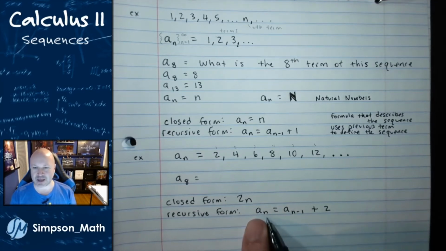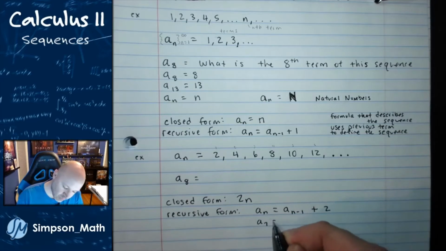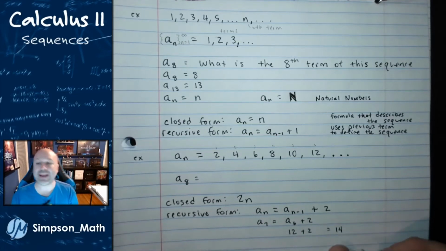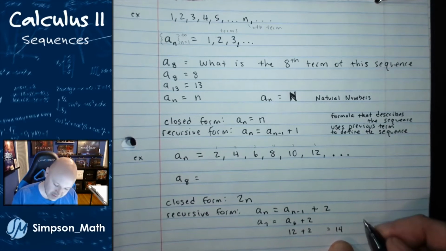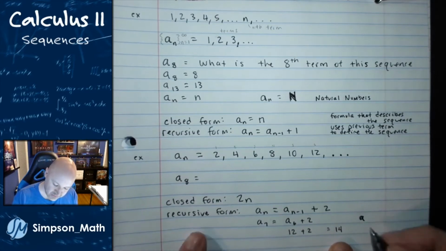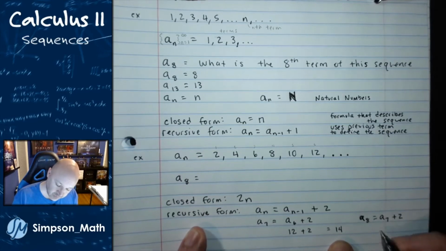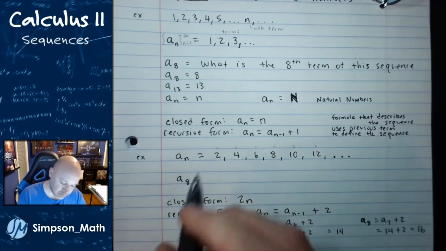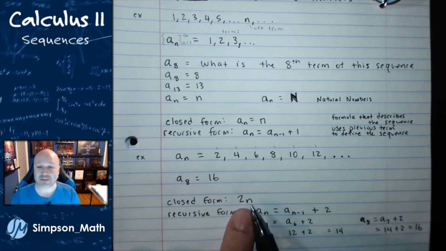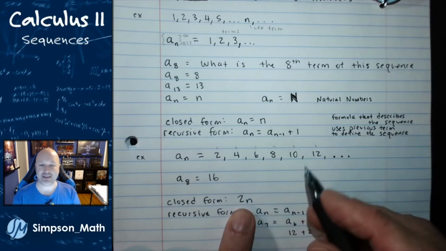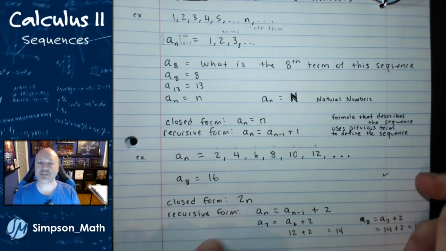The 7th term, a sub 7, would be a sub 6 plus 2. So that is 12 plus 2, which is 14. Now I can go further and say, well, now a sub 8 is a little bit tedious. You can see how the recursive form is not as powerful. That uses a sub 7 plus 2. So I have 14 plus 2, and that gives me the 16 that I'm pretty sure I'm happy about. And if I plug in 8 into the closed form, 2 times 8 is 16. Yes, the 8th term of this sequence is 16.